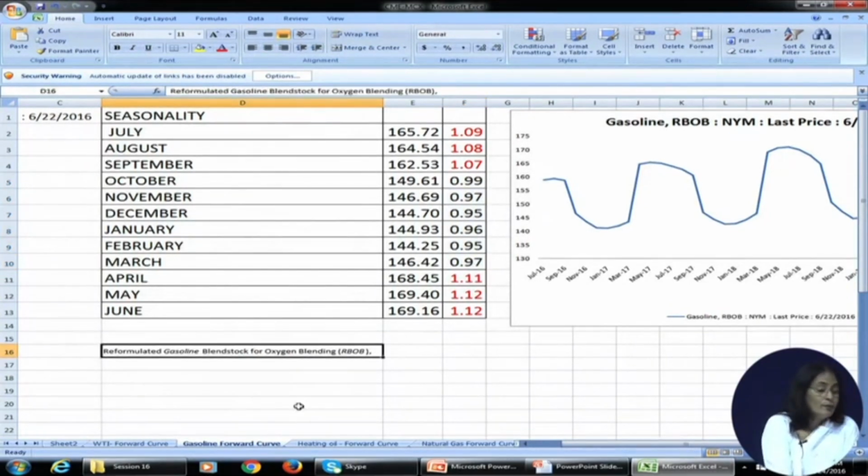So you have the answer to RBOB I mentioned here. The full form of RBOB is reformulated gasoline blend stock for oxygen blending.